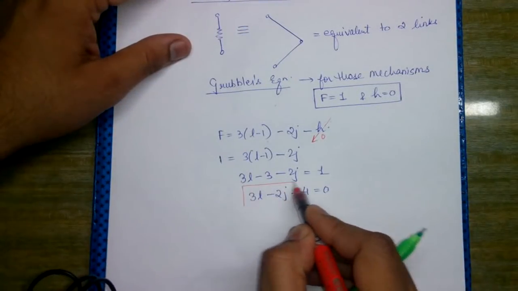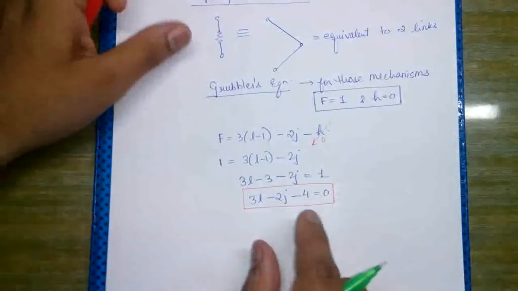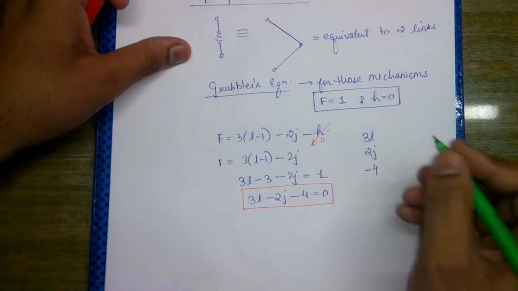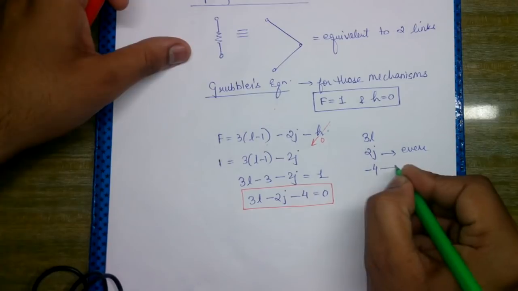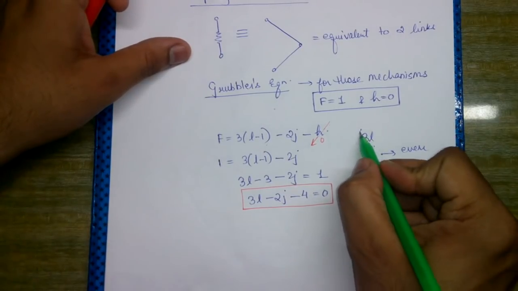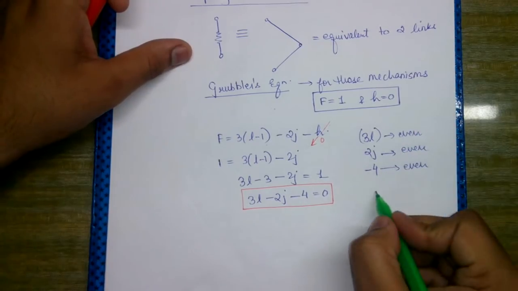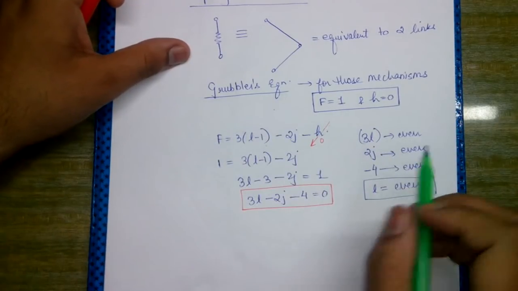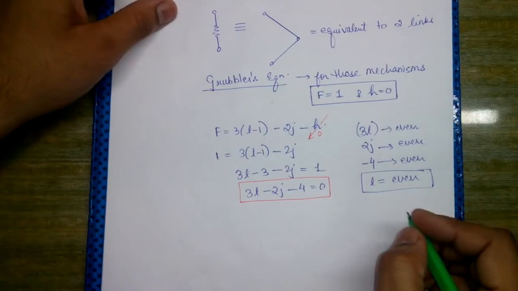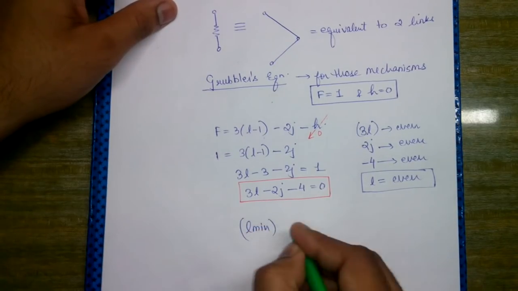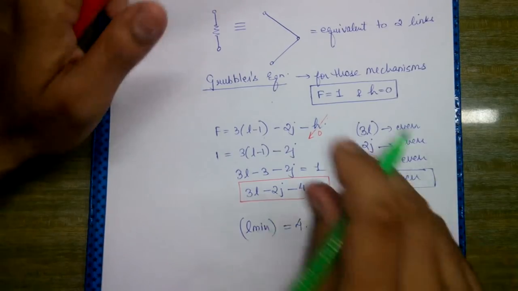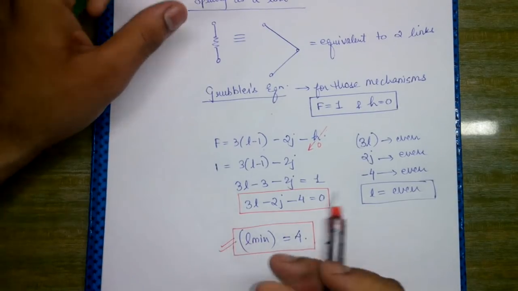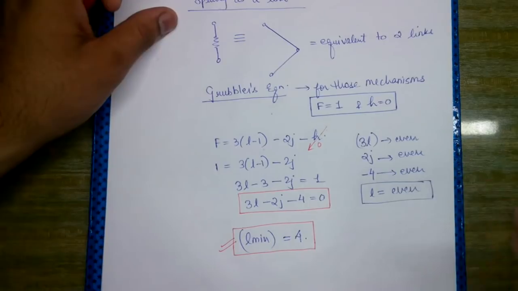Now we will analyze this equation. For this part to be 0, we have 3L, 2j and minus 4. Now we see that this part is even, this part is also even, so this entire part also has to be an even value. Therefore L should always be even. According to Grubler's equation, L should always be an even number. So the minimum number of links required to form a mechanism comes out to be 4, and hence L is always even.